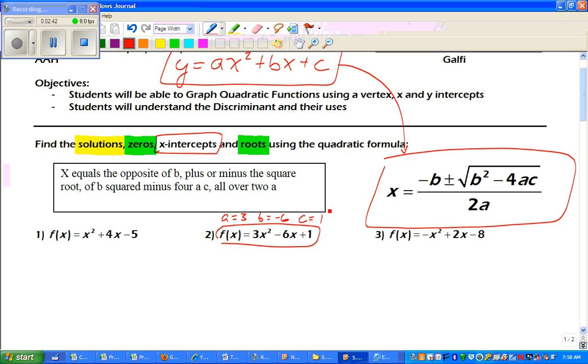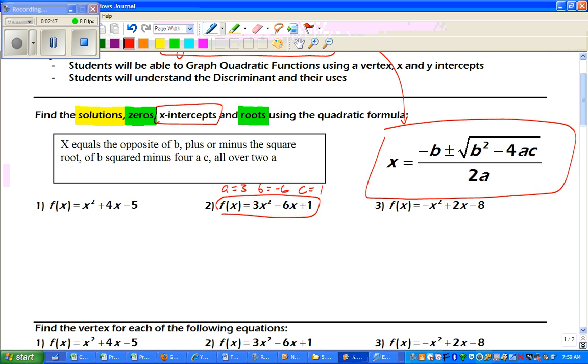So all you have to do is take these numbers and substitute them into the formula. Okay? So I get x equals the opposite of b. Well, b is negative 6, so the opposite of b is 6. Plus or minus the square root of b squared. What's negative 6 squared? 36. Minus 4 times your a value, 3, times your c value, 1, all over 2 times your a value, which is 3. Okay, so there's the setup.